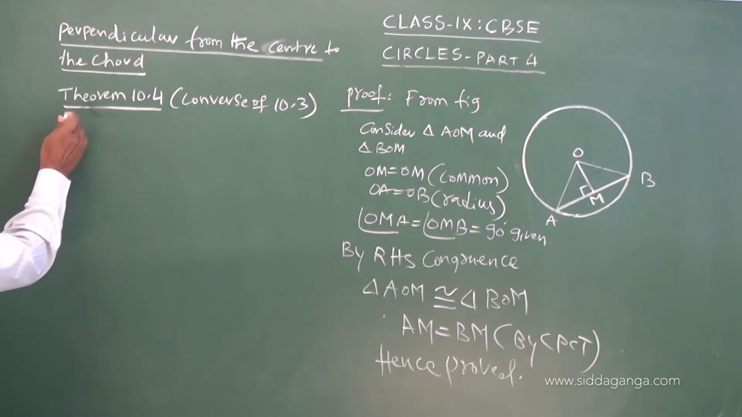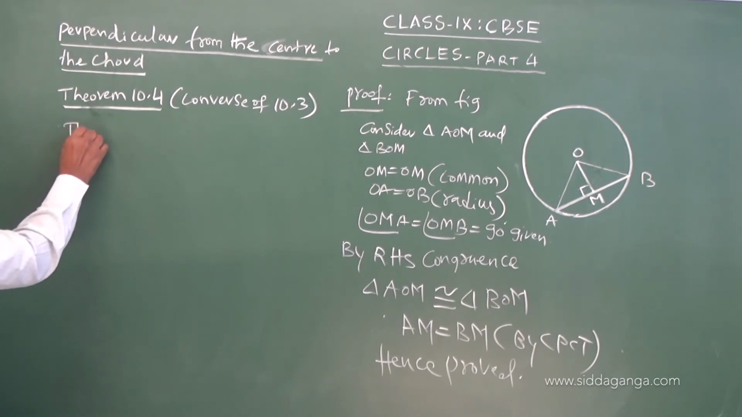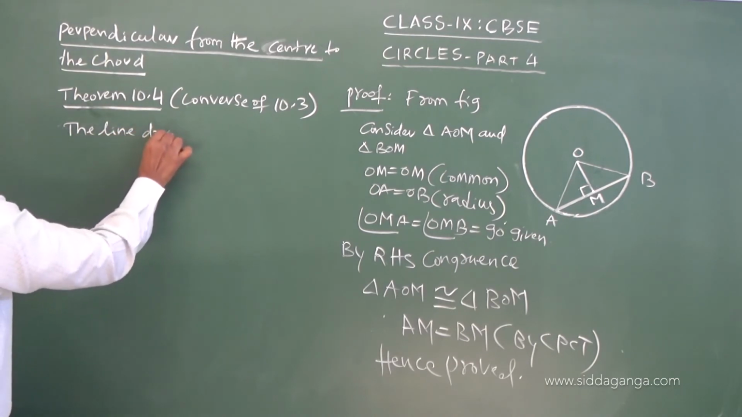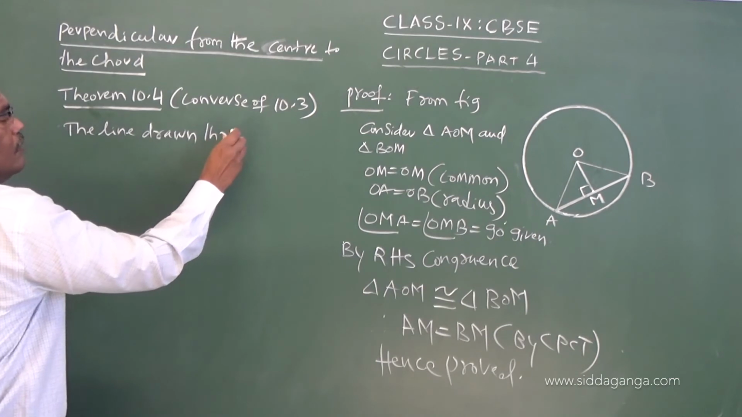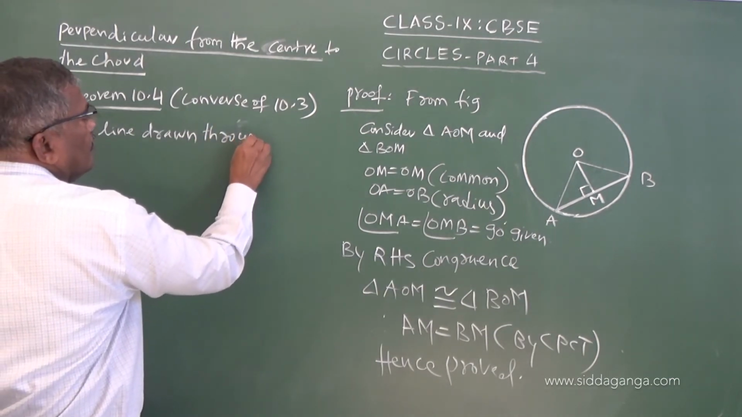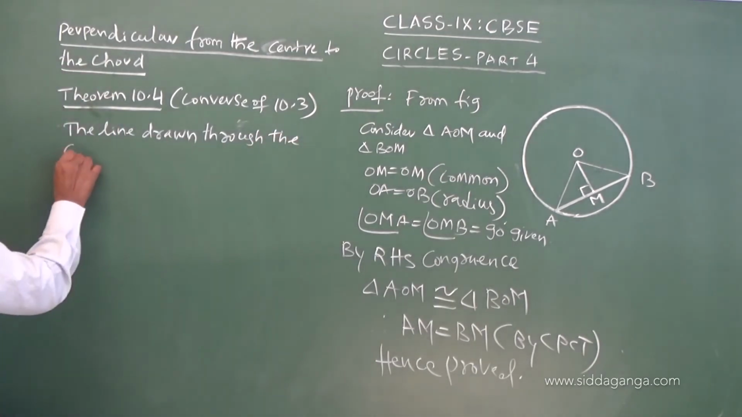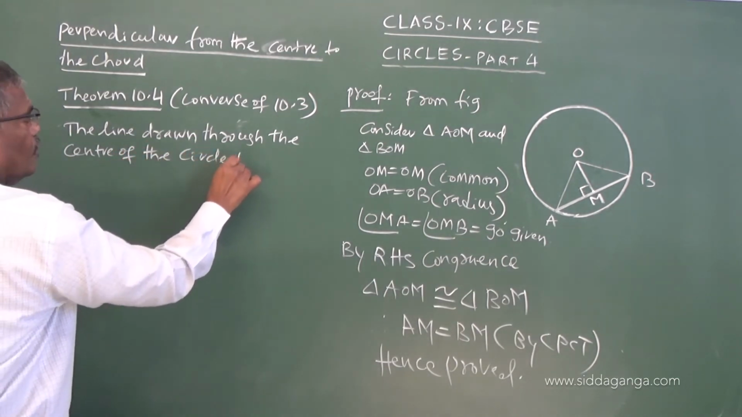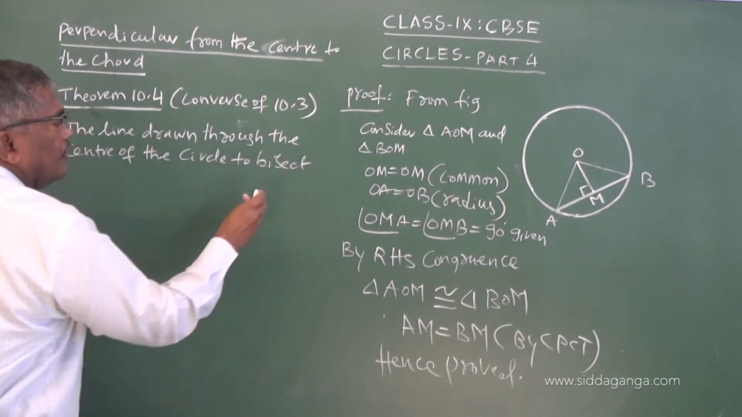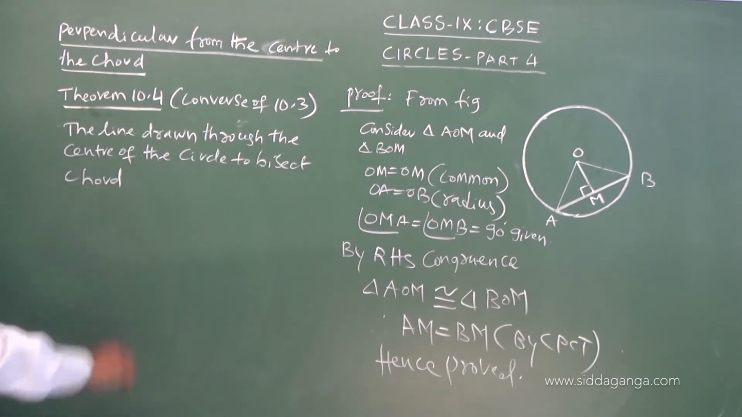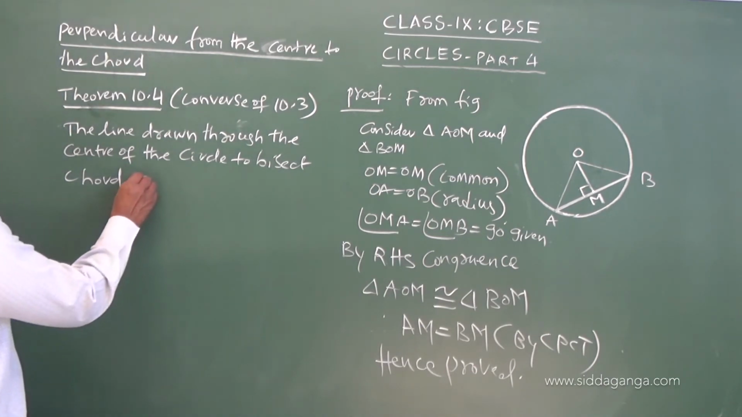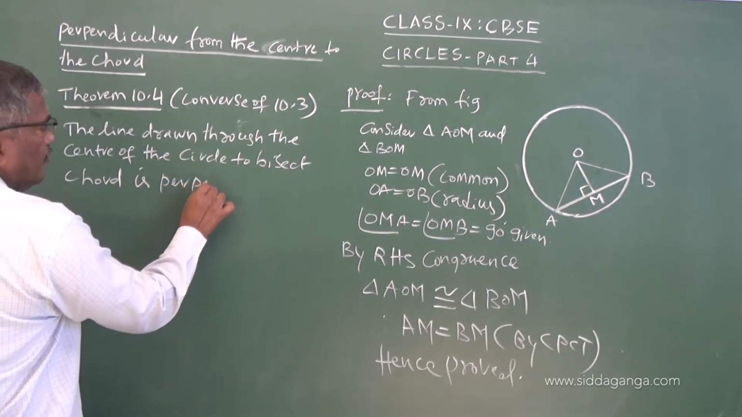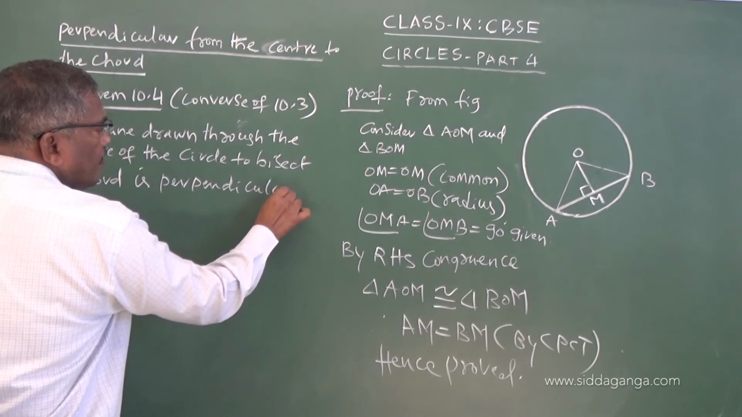So the statement of the theorem is: the line drawn through the center of the circle to bisect a chord is perpendicular to the chord.